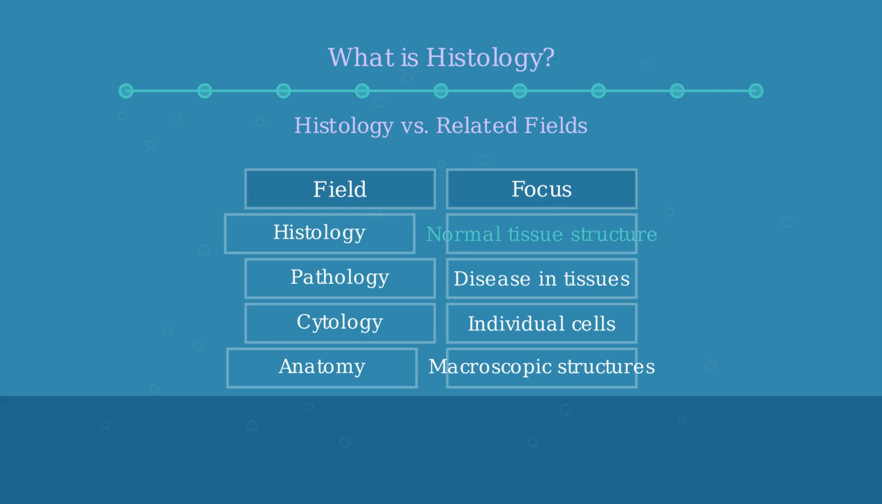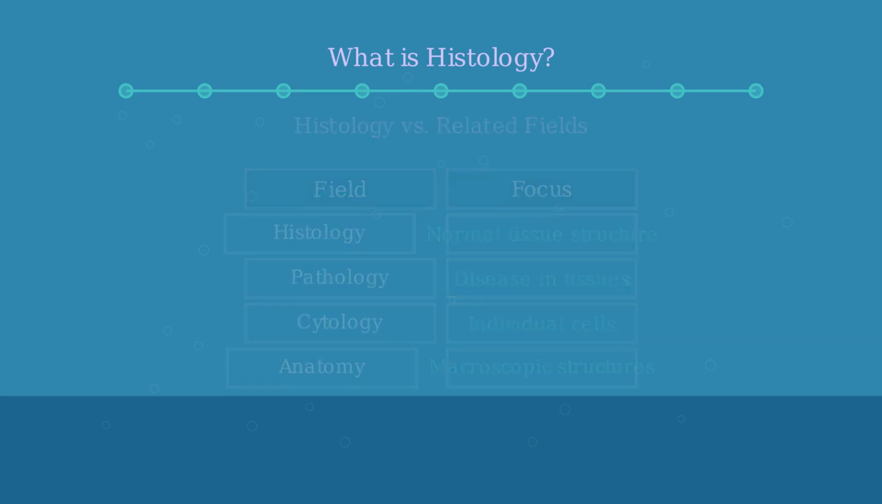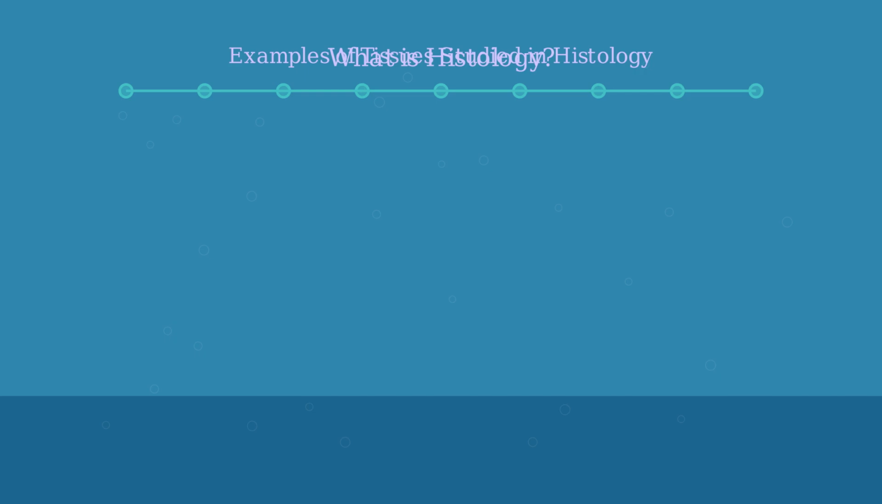While histology focuses on normal tissue structure, pathology studies disease in tissues. Cytology examines individual cells, and anatomy looks at macroscopic structures. Histologists study four main types of tissues found in the human body.